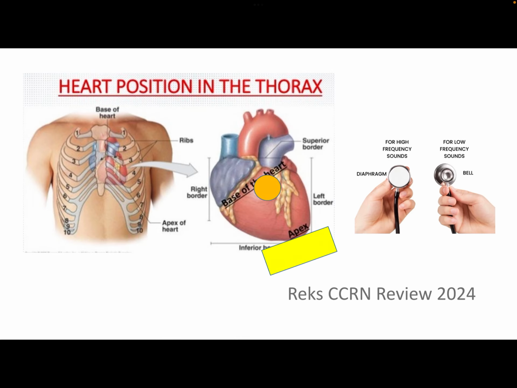So remember the position of the heart, how it lies. The apex is at the bottom and the base is at the top of the heart. So you will be able to listen to S2 on the base of the heart, and S1 is on the apex of the heart, including S3 and S4. For the high frequency sounds, you have to use the diaphragm of the stethoscope, and for the low frequency sounds, you have to use the bell of the stethoscope.